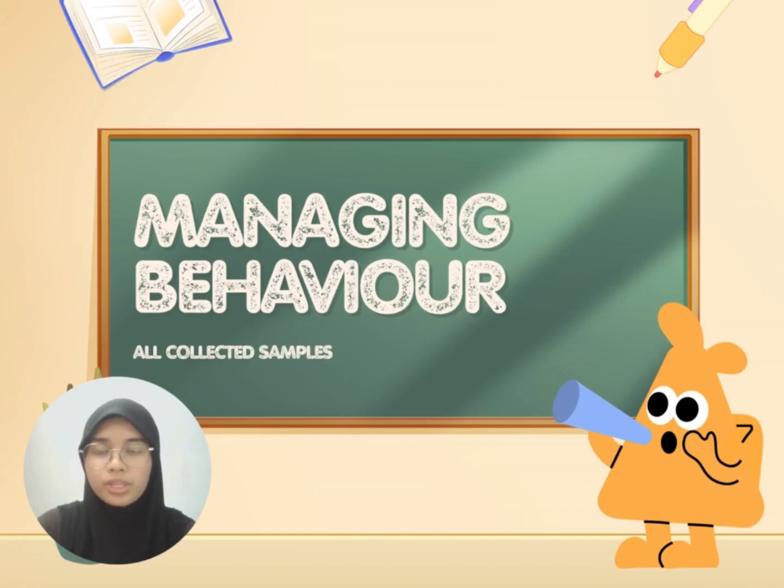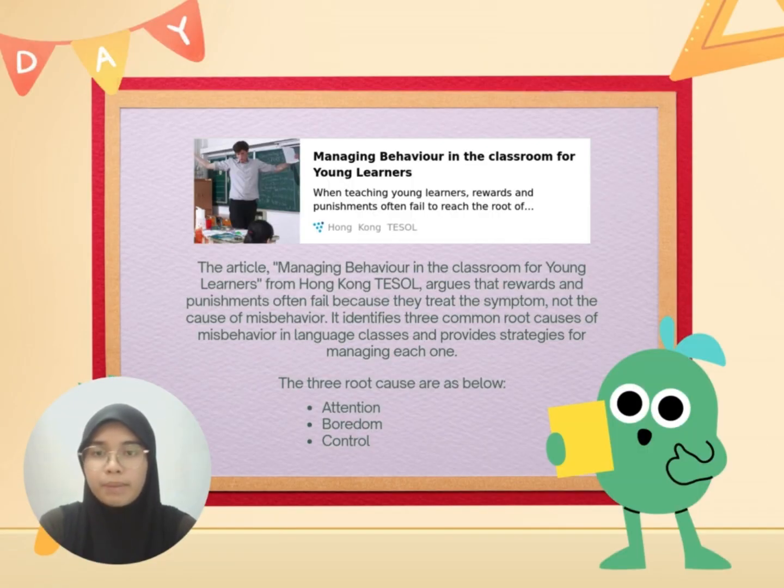Now we move on to the third element, which is managing behavior. So my first sample for managing behavior is from the article titled Managing Behavior in the Classroom for Young Learners from Hong Kong TESOL. It argues that rewards and punishment often fail because they treat the symptom, not the cause of the misbehavior itself.